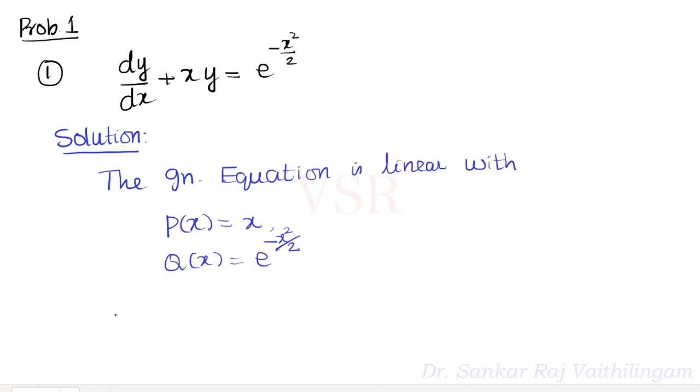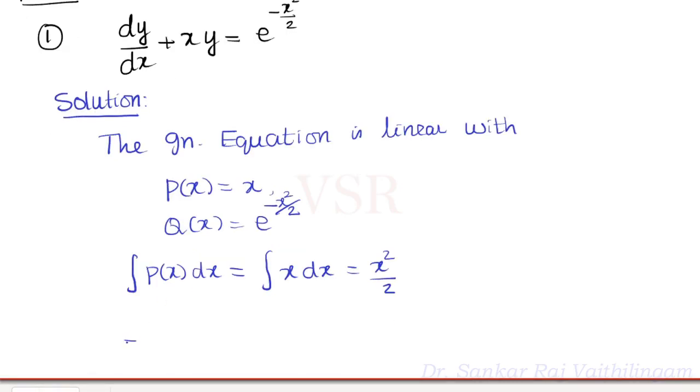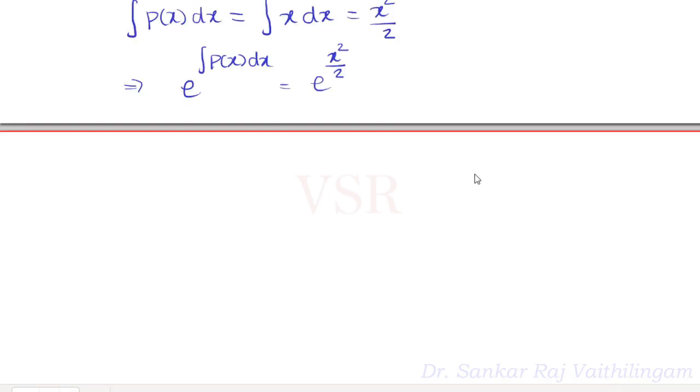அப்போ முதல்ல integral of p of x dx கண்டுபிடிப்போம். Integral of p of x dx which is equal to integral of x dx which is equal to x square by 2. அப்போ this implies that e to the power integral p of x dx which is equal to e to the power x square by 2. Okay, சரி, சொல்யூஷன் முடியல. இப்போ e power போட்டா கண்டுபிடிச்சோம்.